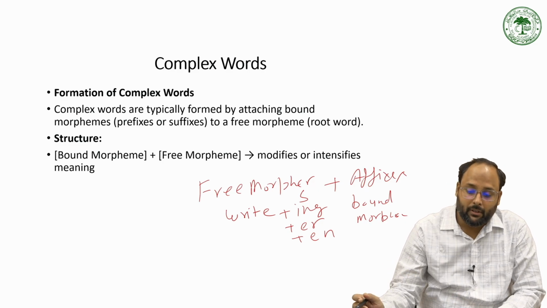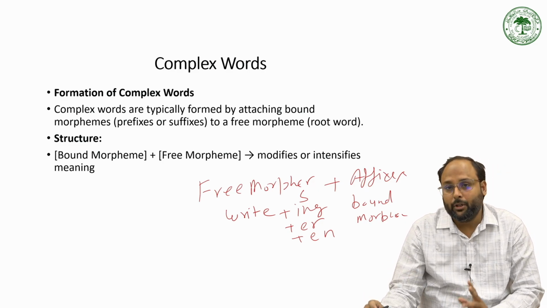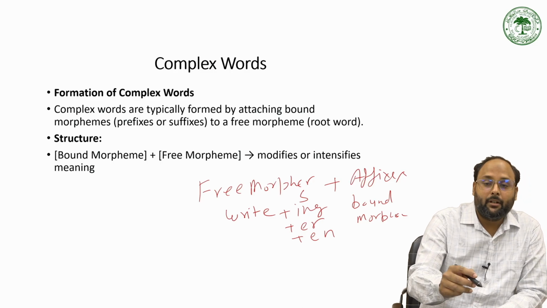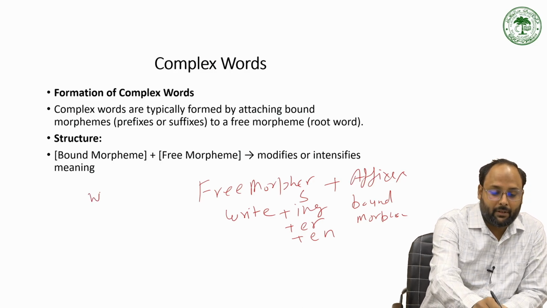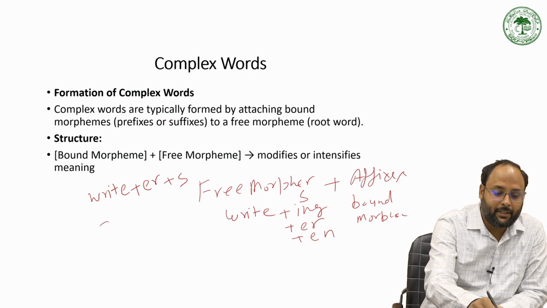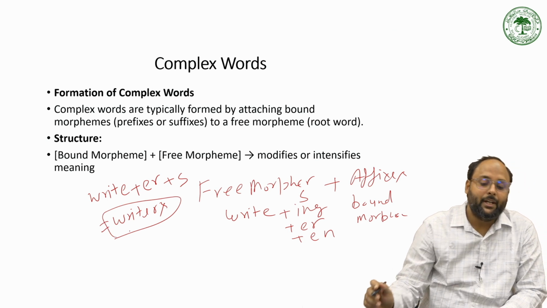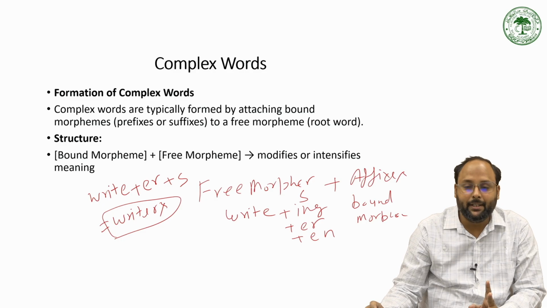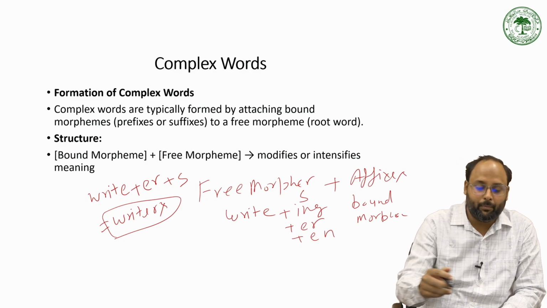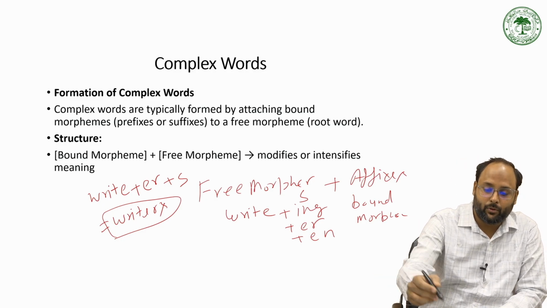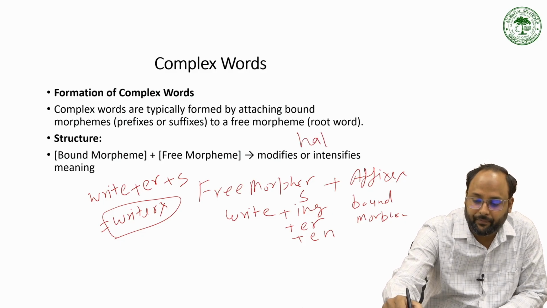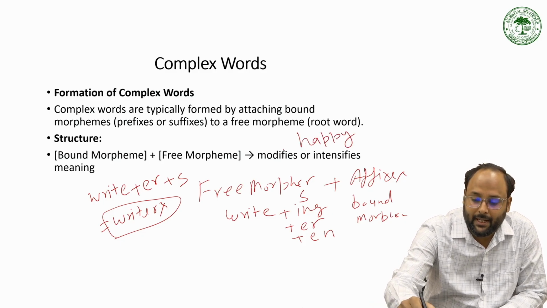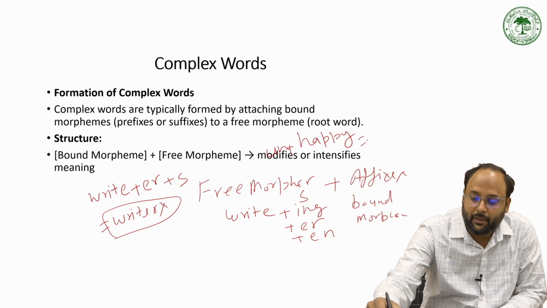But it is not only that we can add just one morpheme; we can also add more than one bound morpheme. If we have the word write, we can add er plus s, so it becomes writers. Writers is a complex word in which we are adding two bound morphemes or two suffixes. We can also create complex words by prefixes. If you have the word happy, you just add the prefix un, so it becomes unhappy.